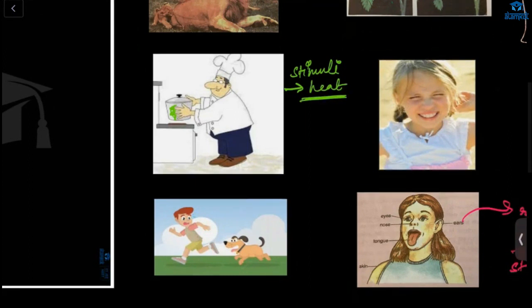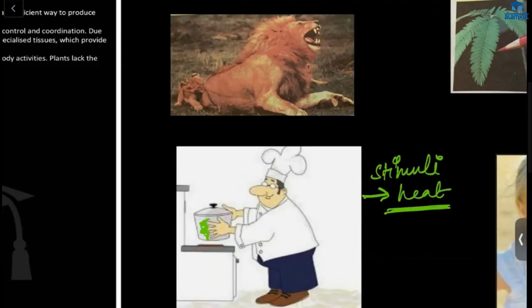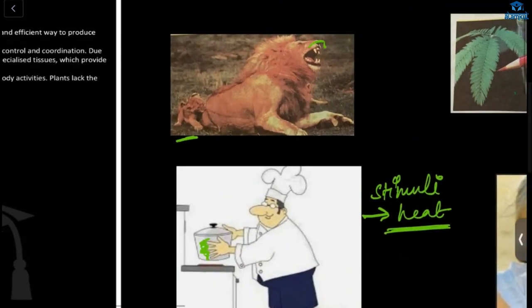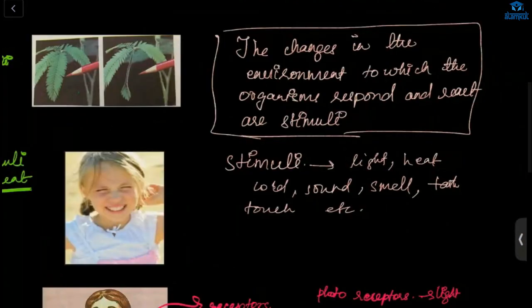Heat. Okay. Next, what about this lion that is being bitten by this cub, and this lion is roaring? What is the stimulus in this case? What is the change? Shazan, can you explain once more? Yes, ma'am. All living organisms respond and react to changes in the environment, and these changes are called stimuli. The stimuli are such as light, heat, cold.